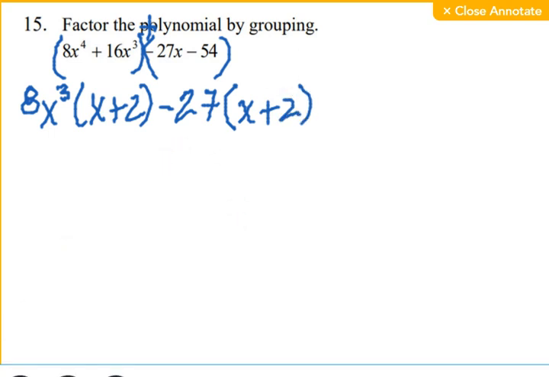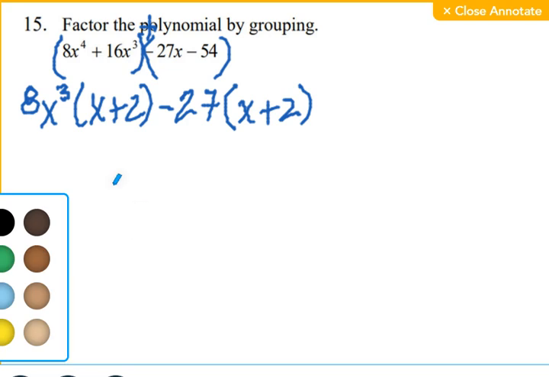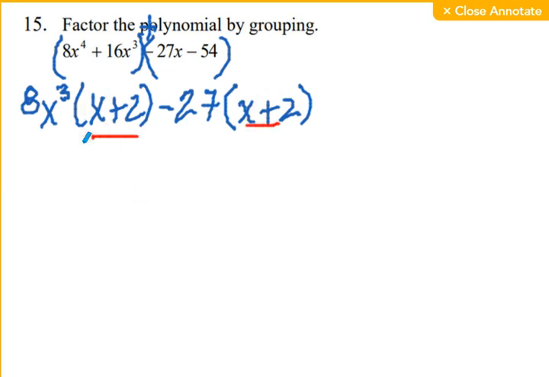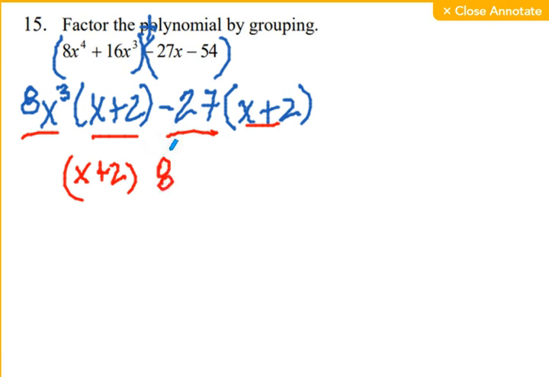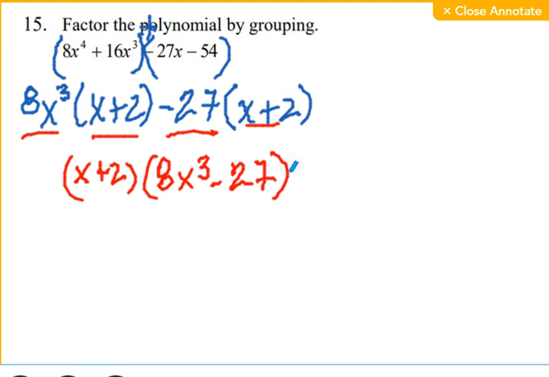All right, so what's the same here and here? Yeah, so my first factor is x plus 2. And what's left over? We got 8x cubed minus 27. All right, what's that? That is correct.